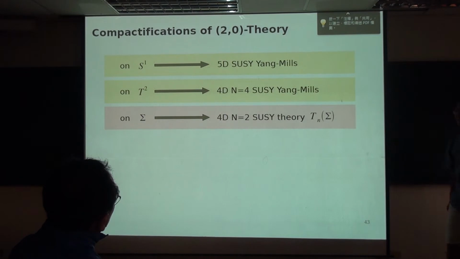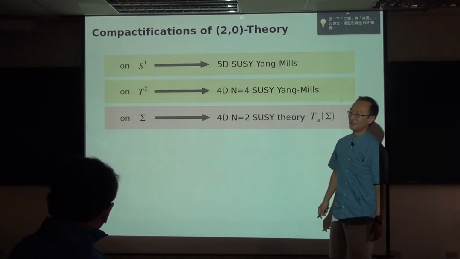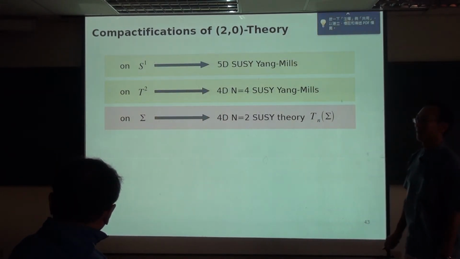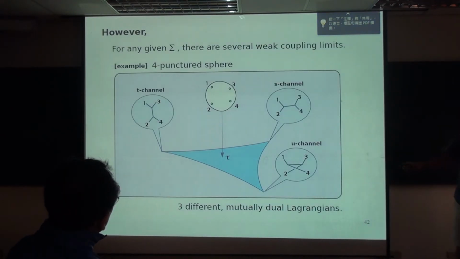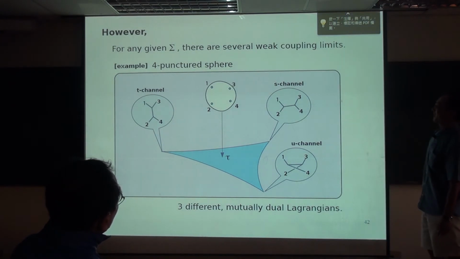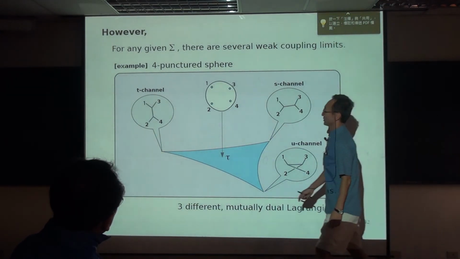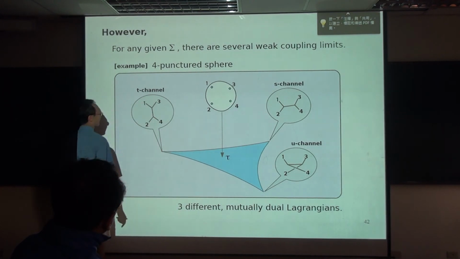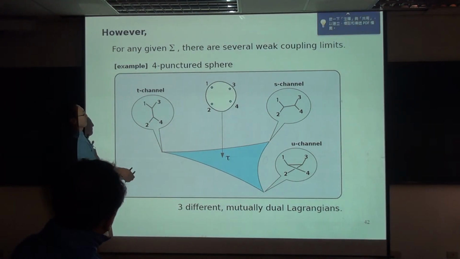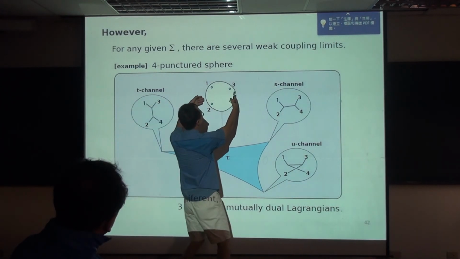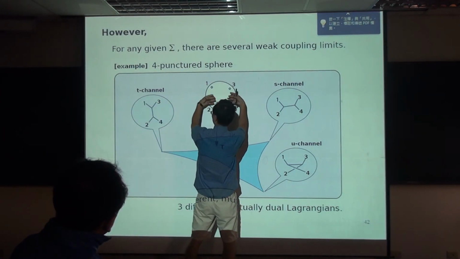Sorry, you mentioned some duality relations. Do they only hold in the weak coupling theory? Yeah, here I talked about the duality relation. So, for example, this description becomes weakly coupled when this 4-punctured sphere is squeezed.